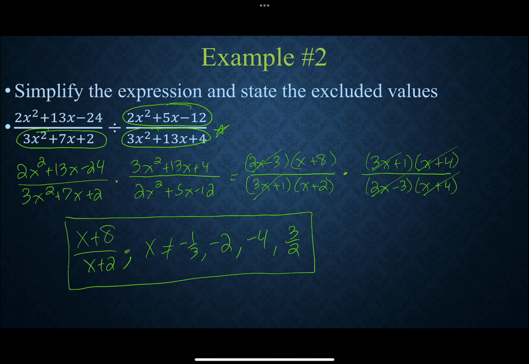All right, so we simplified, we multiplied and divided. Our next video is going to talk about adding and subtracting, recognizing that with fractions, they have to have like denominators to add and subtract. So when they're unlike, something special has to happen.